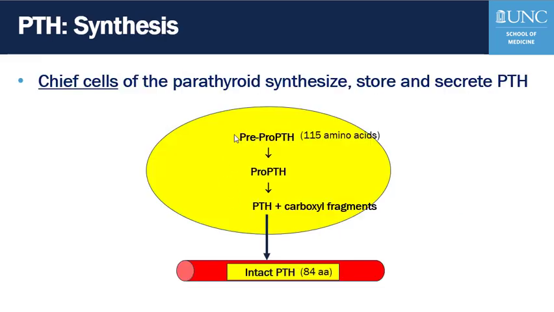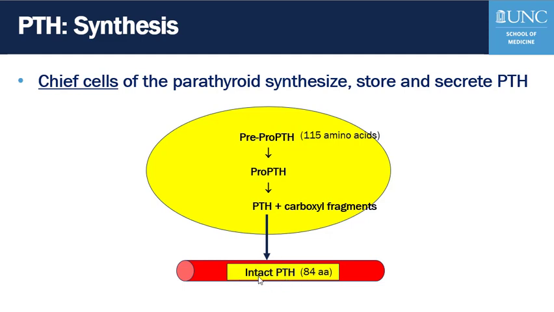This simplified image shows the main steps in PTH synthesis in a chief cell. The initial precursor is a 115 amino acid polypeptide called pre-pro-PTH. Pre-pro-PTH is cleaved at the N-terminal portion first to pro-PTH and then to PTH, which consists of 84 amino acids. PTH is also known as intact PTH, and this is the form that's released into the circulation, represented here by the red blood vessel. Intact PTH is also the bioactive form of PTH, and it's the form that's detected by most current PTH assays.